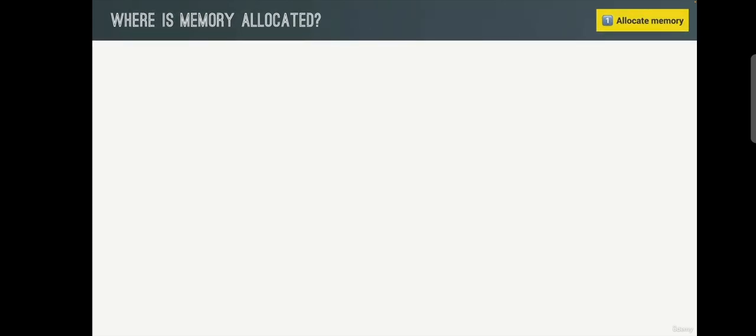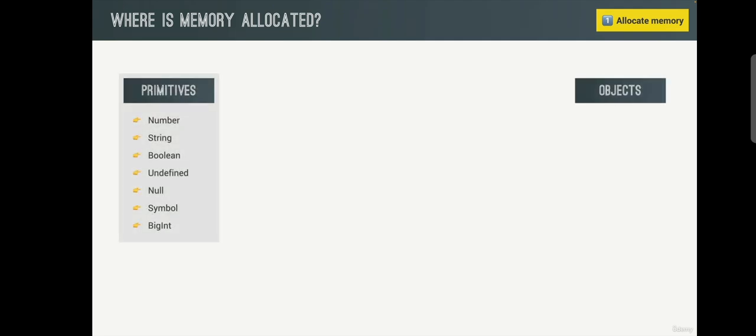Now, the main thing to understand about memory allocation in JavaScript is the fact that for different types of values, memory is actually allocated in different places in the JavaScript engine. But what are those different types of values? Well, remember from earlier in the course that in JavaScript, values are either a primitive value or an object. So primitive data types are numbers, strings, booleans, undefined, null, symbols, and big ints. Then everything else is objects.